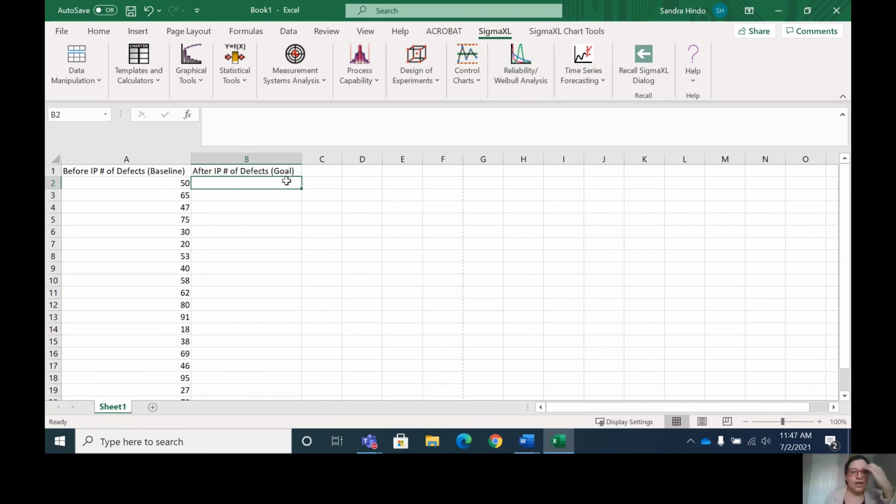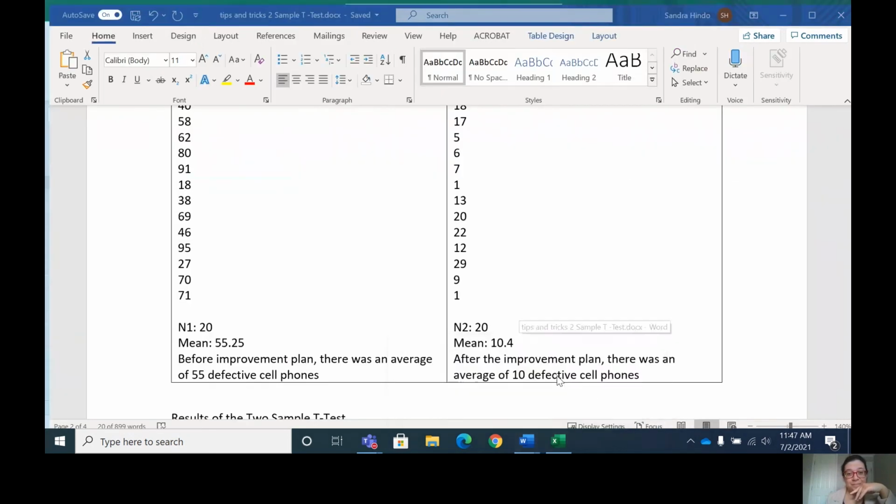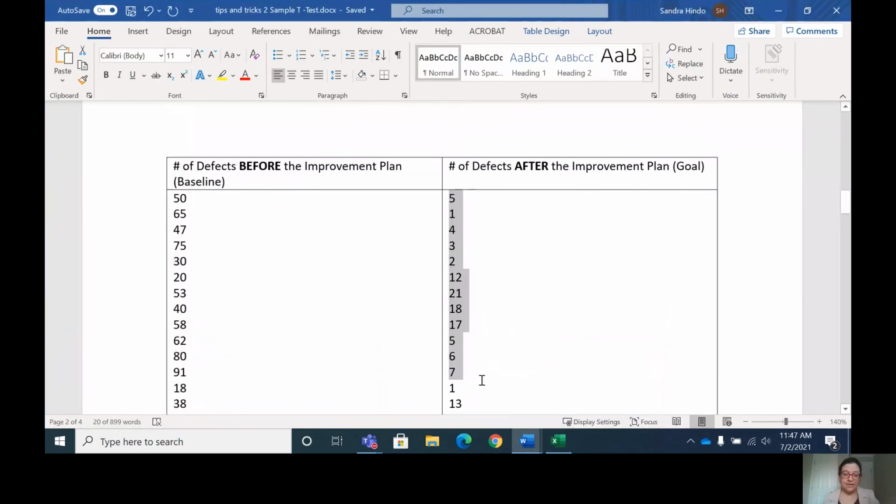After you guys work hard, you're now going to collect the after improvement plan number of defects. We're hoping these numbers are going to be lower than these. Let's keep our fingers crossed. If they're not, we made some mistakes during the implementation of the improvement plan. It happens. It really does. So let me just copy and paste this.